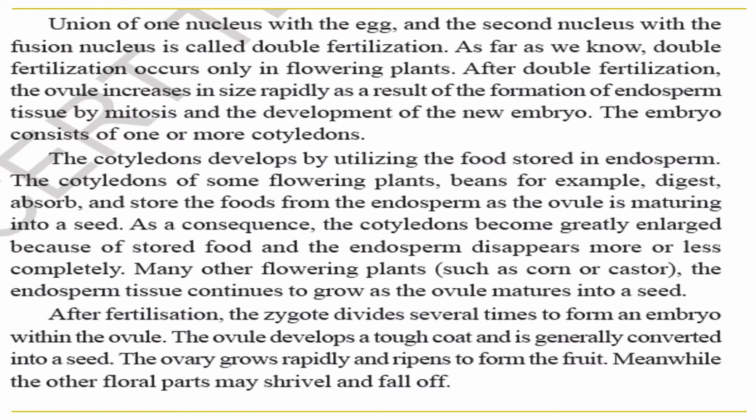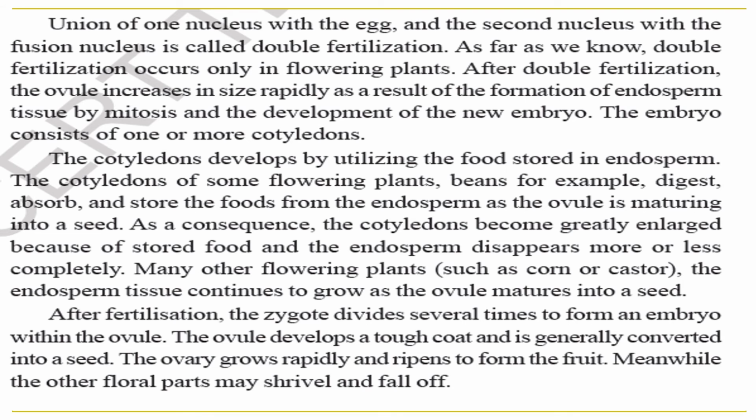The embryo consists of one or more cotyledons. The cotyledon develops by utilization of food stored in the endosperm. The cotyledons of some flowering plants, such as beans, for example, digest, absorb and thus store the food from the endosperm. As the ovule is maturing into the seed, slowly it becomes the seed of a flower, isn't it? As a consequence, the cotyledon becomes greatly enlarged because of the stored food and the endosperm disappears more or less completely. In many other flowering plants, such as corn, the endosperm tissue continues to grow as the ovule matures into a seed.